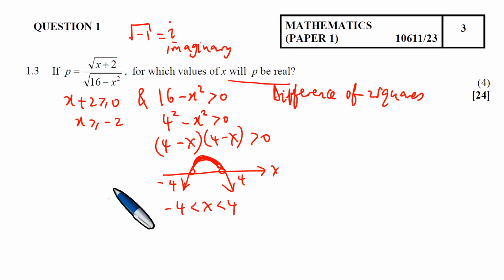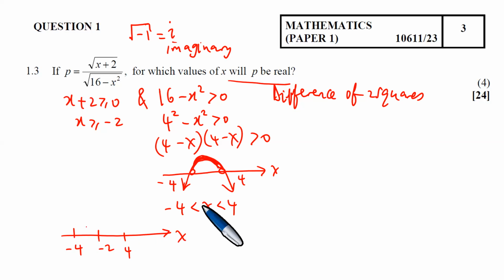And therefore, we draw a number line like this, and we put the number line of the x values, because this and this must both be satisfied. So we put -4, we put -2, and we put 4. Right. So at this point, you sketch this one on the number line. So you put open circles. So it is exactly like this.